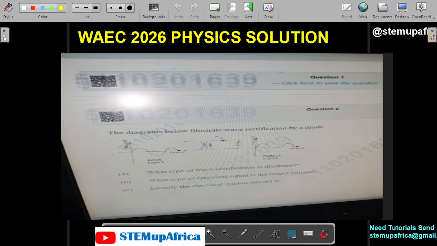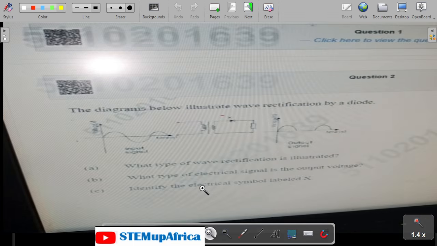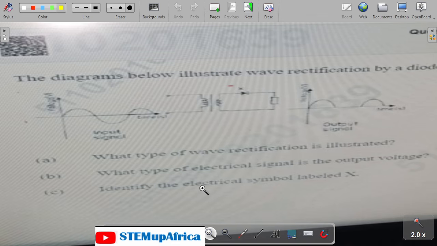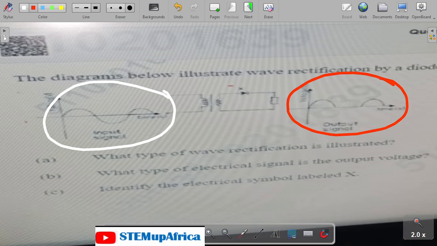So let's see. The diagram below illustrates wave rectification by diode. I believe you know what a diode is. A diode is an electrical device that allows current to flow in one direction. If you look at the input, it is given to us as a complete wave. Then this is the output. Our interest here is the output. It went through this process to give us this output.